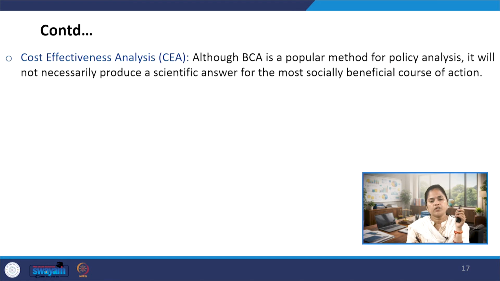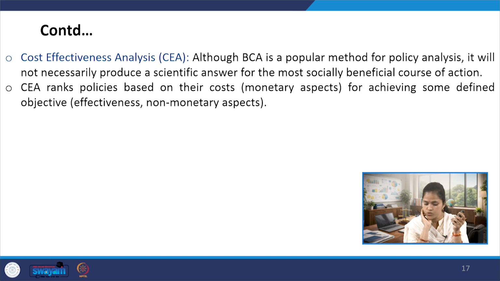Okay, so likewise we can also take into account another important tool, that is cost effectiveness analysis. So what is this cost effectiveness analysis? Although we are using benefit cost analysis, and it is perceived to be a very popular method in policy analysis, it will not necessarily produce a very scientific answer for the most socially beneficial course of action. So at that time we can consider cost effectiveness analysis, where the policies are ranked based on their cost, and this is known as the monetary aspect. So we are considering cost effectiveness.